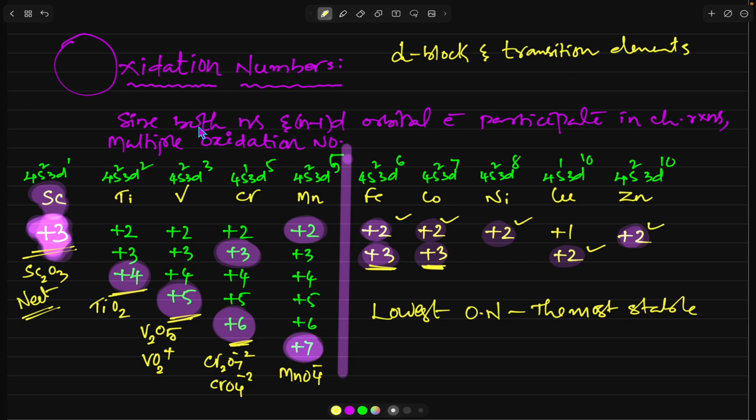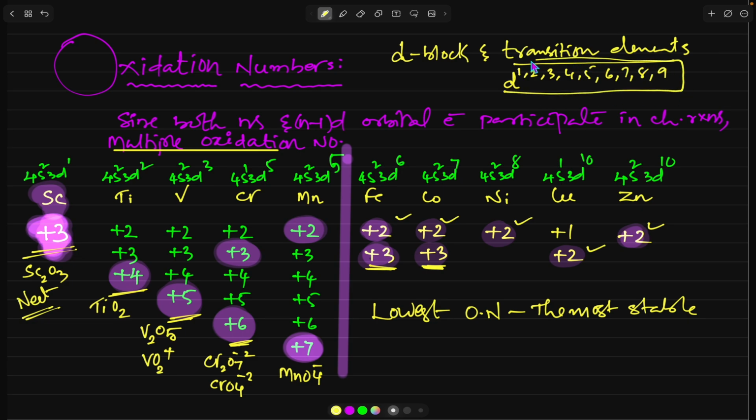So this multiple oxidation number is the property of transition elements, not of the d block elements. The difference between these two is: if an element or ion of an element has an electronic configuration of d1, d2, d3, d4, d5, d6, d7, d8 or d9, then we include that element in the transition elements. So that element belongs to the transition elements.